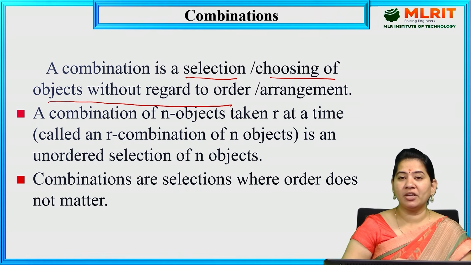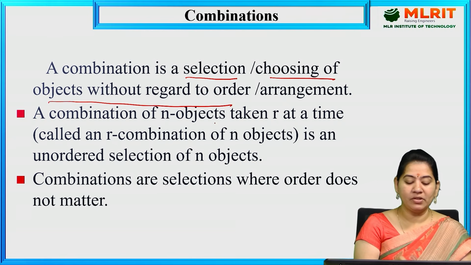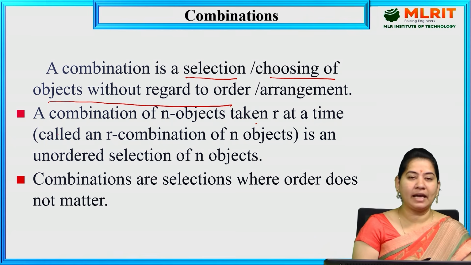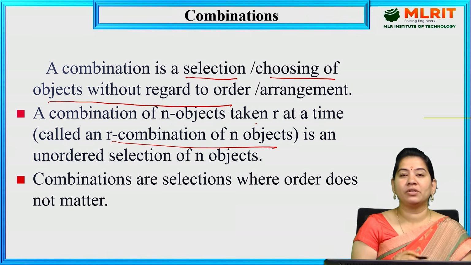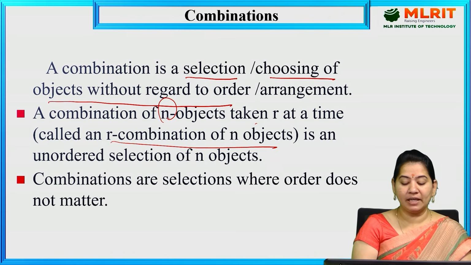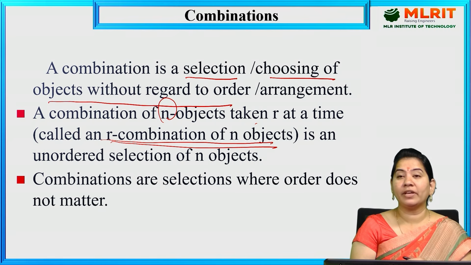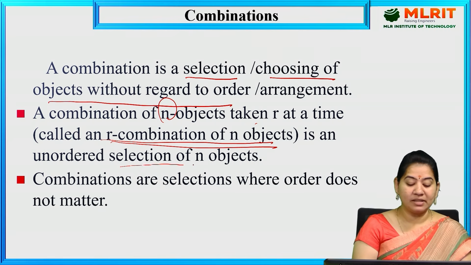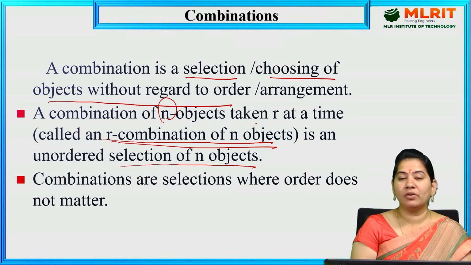Whereas in the permutation, the order matters there. If you are taking xy, yx also you have to choose there. So a combination of n objects taken R at a time is called R combination of n objects. So it is an unordered selection of R objects out of n objects.